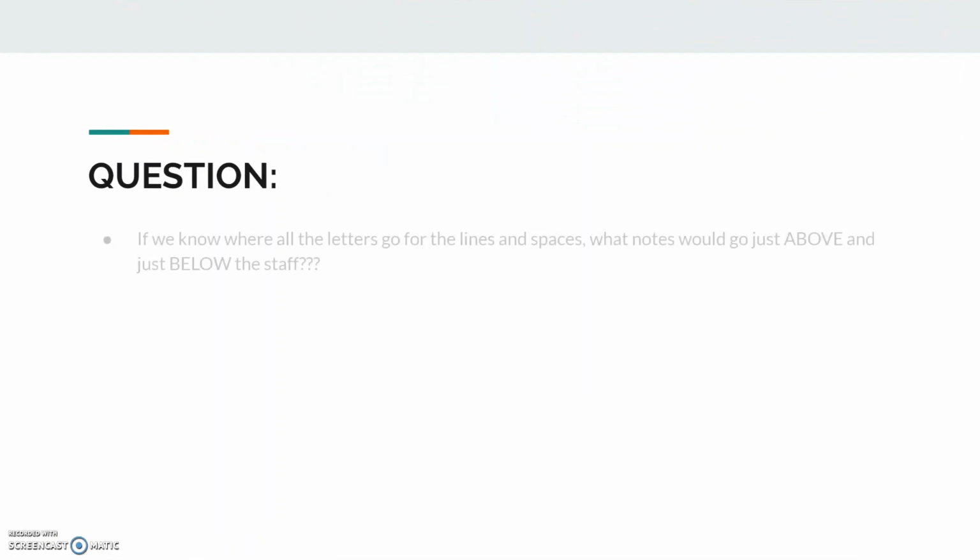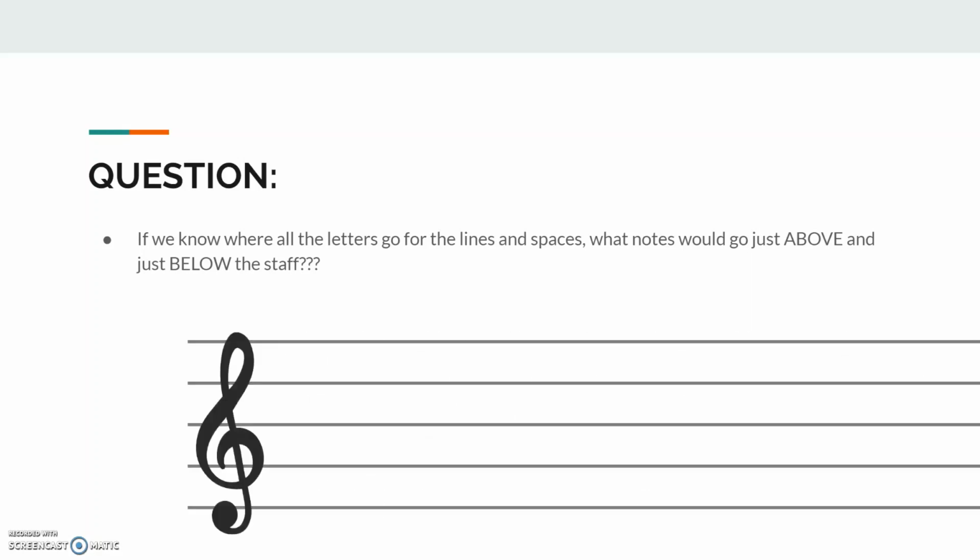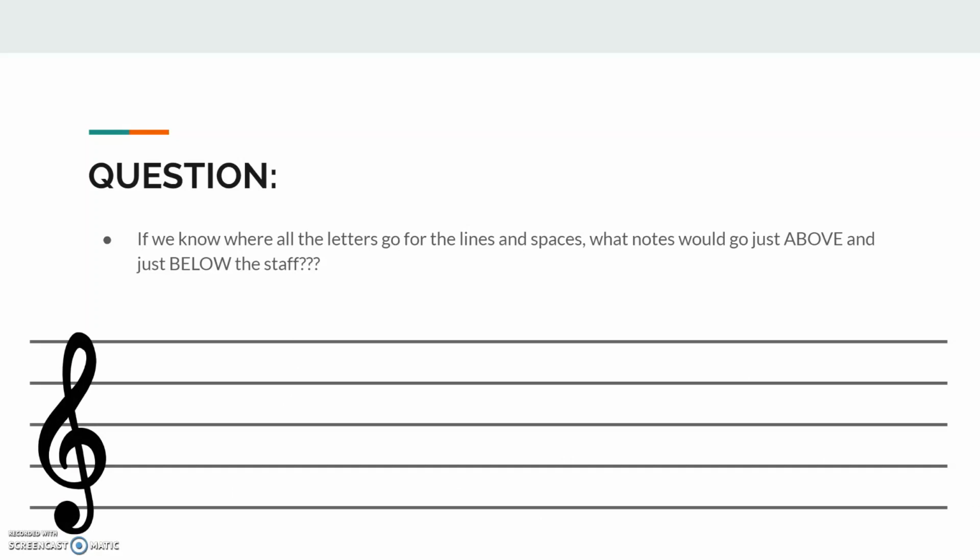So a question for you. If we know where all of the letters go for the lines and spaces, what notes would go just above and just below the staff? So let's get our staff and clef back up here, and let's even put our letters back up here. We can still see that the G is on that second line from the bottom, which is where the loop goes around. But what notes would go just below the E and just above the F?